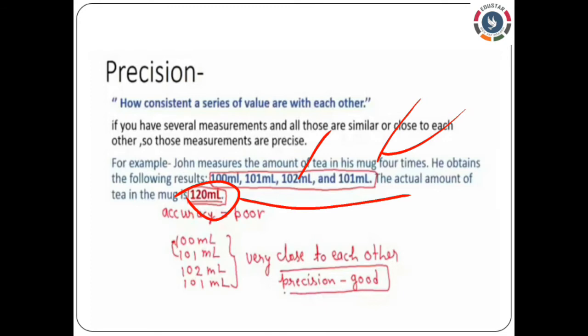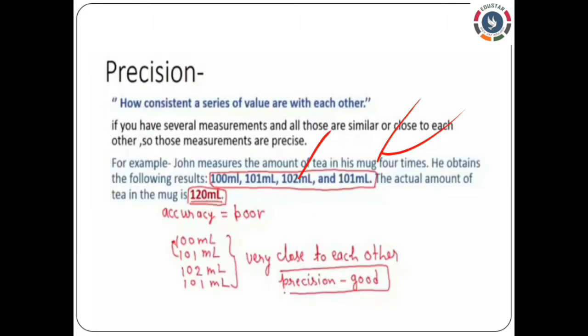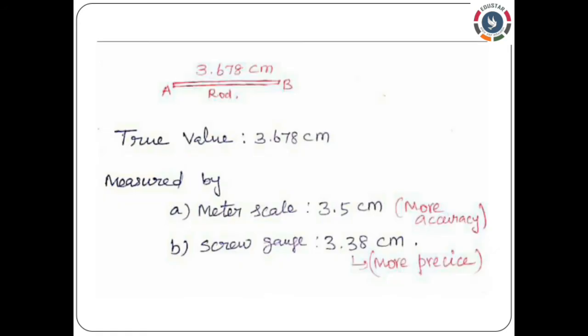So it is less accuracy. But by looking at the difference between the readings, there is very little difference. So 100, 101, 102, 101 again. So the consistency will be more, that is, the difference will be very less. So it is called precision. It is called very close to each other. So it has more precision, or precision is good. If the difference between the readings is more, then it is called less precision.